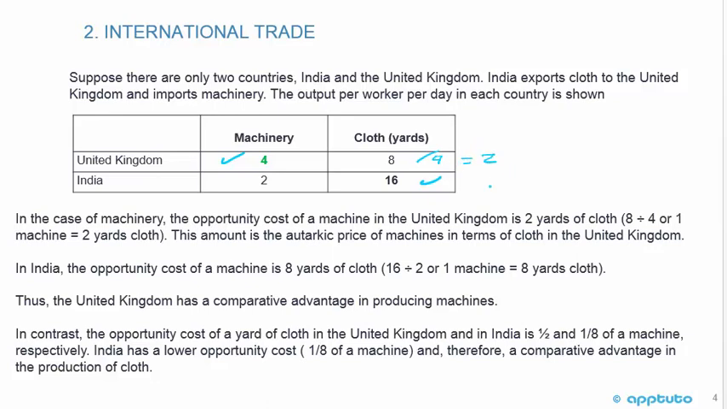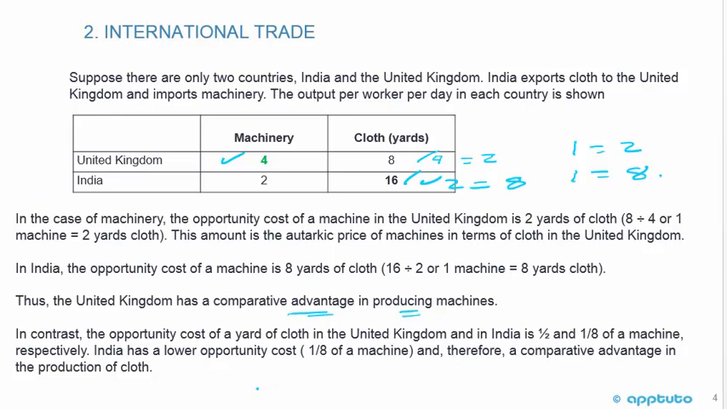Okay? And similarly for India, we take 16 divided by 2, and we have an opportunity cost of 8. Therefore, you could also look at it as in the UK, 1 machine equals 2 yards of cloth, or in India, 1 machine equals 8 yards of cloth. So therefore, the United Kingdom has a comparative advantage in producing machines.